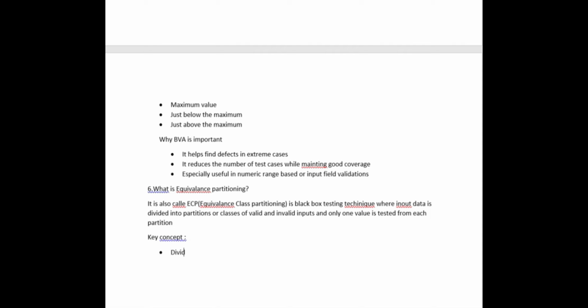Coming to the next question, equivalence partitioning. It is also called equivalence class partitioning, a black box testing technique where input data is divided into partitions or classes of valid and invalid inputs, and only one value is tested from each partition. Key concept: divide input data into groups, test one value from each group, reduce the total number of test cases while maintaining good test coverage. Benefits: saves time and effort, avoids redundant testing, increases test efficiency.